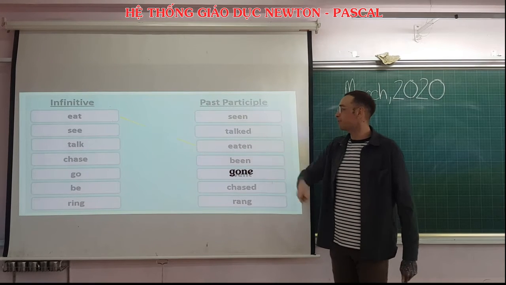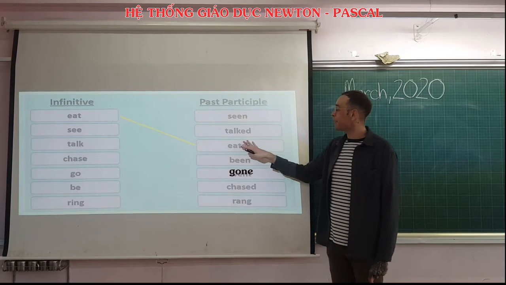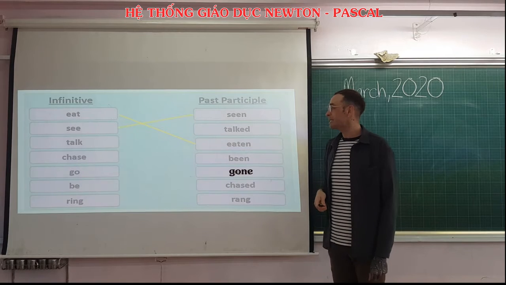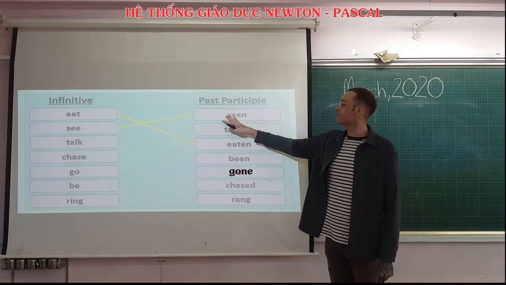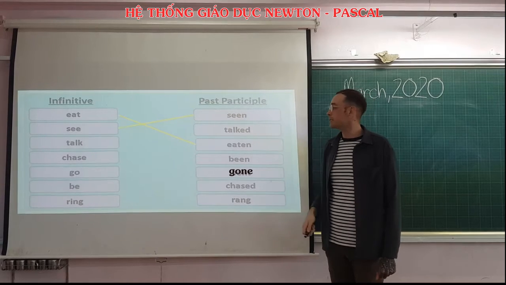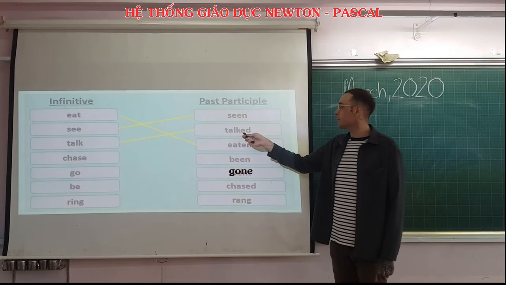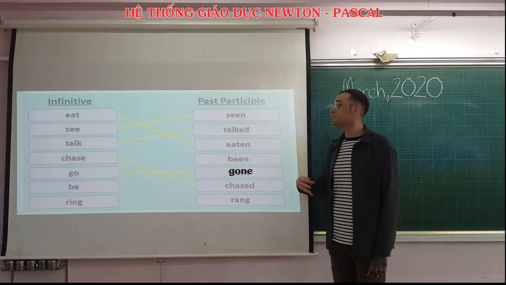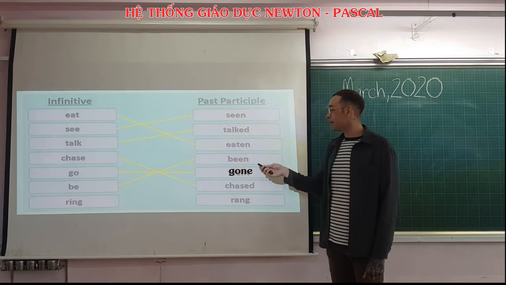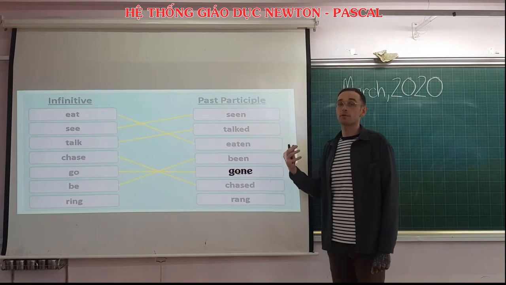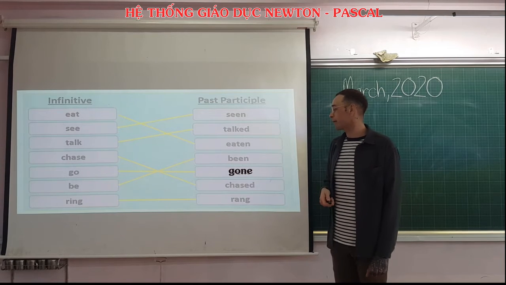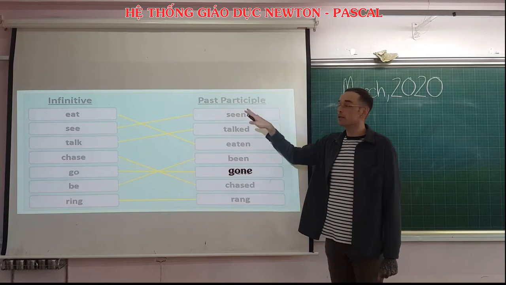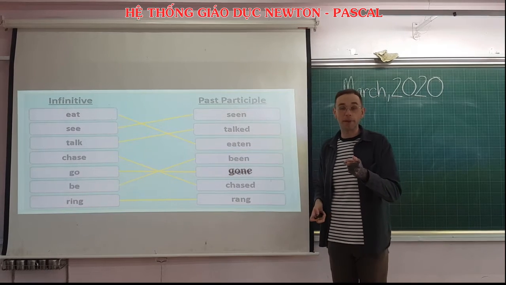So the past participle for eat is eaten. Remember, past simple is ate, past participle is eaten. See is seen. Remember, past simple is saw, past participle is seen. Talk is regular, so talk becomes talked. Chase is regular, chase becomes chased. Go becomes went. Be becomes been, not was, like it was for past simple. And finally, ring becomes rang. Alright? So be careful. Remember to be using the past participle and don't get confused and use the past simple.